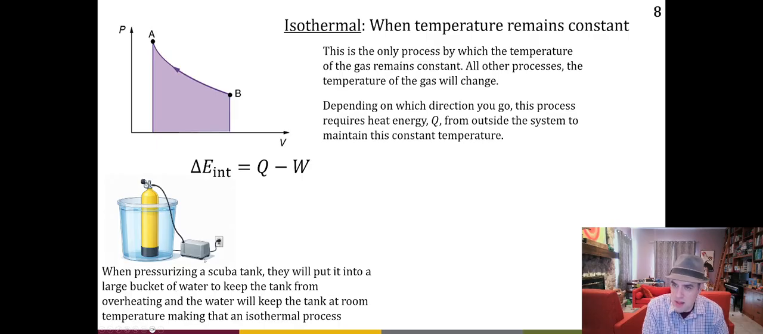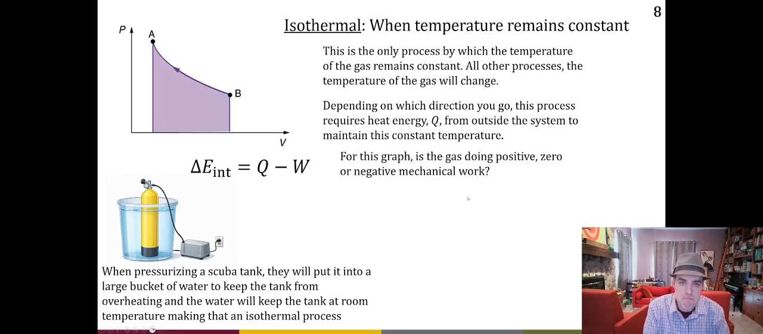As an example, when pressurizing a scuba tank, they'll put it in a big bucket of water to try to keep it from getting too hot, to try to maintain the temperature. This is where they're trying to make it an isothermal process when they're adding air to a scuba tank. For this graph, is this gas doing positive, zero, or negative mechanical work? Well, the arrow is in the leftward direction. So in this case, this gas is doing negative mechanical work during this transition.